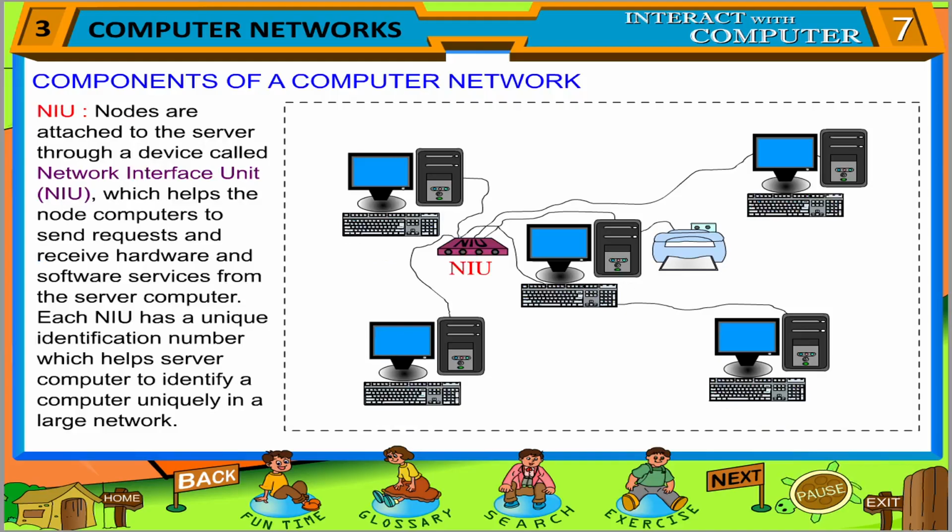NIU: nodes are attached to the server through a device called Network Interface Unit or NIU, which helps the node computers to send requests and receive hardware and software services from the server computer. Each NIU has a unique identification number which helps the server computer to identify a computer uniquely in a large network.